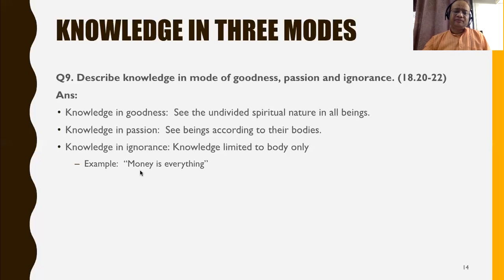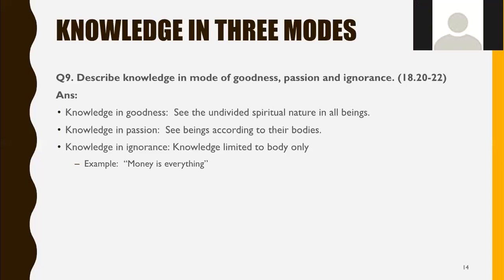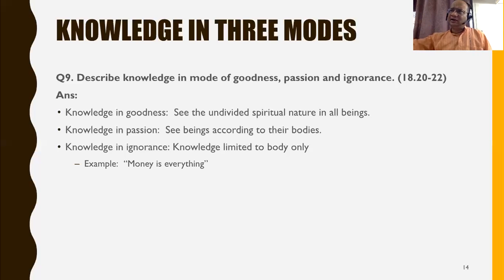And say, for example, money is everything. By hook or crook, if we get money, that is fine. It doesn't matter in what way we are getting it. So that is knowledge in ignorance. For example, Shakuni would be an example of knowledge in ignorance. By hook or crook, we just have to make my nephew Duryodhan the king of Hastinapur. It doesn't matter if I have to kill the Pandavas by burning them, by cheating them, by insulting them. Doesn't matter to me. That is knowledge in ignorance.